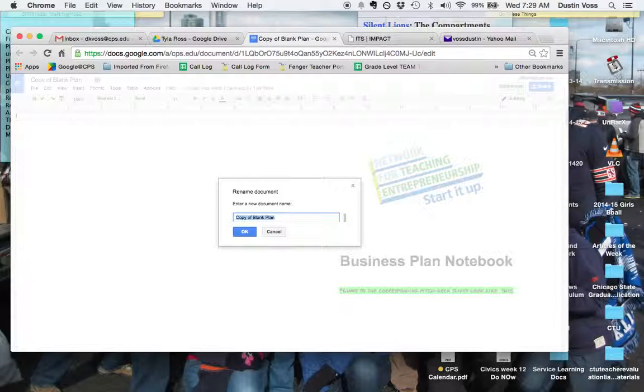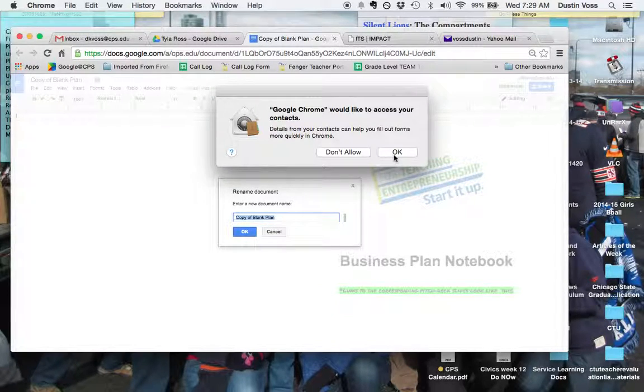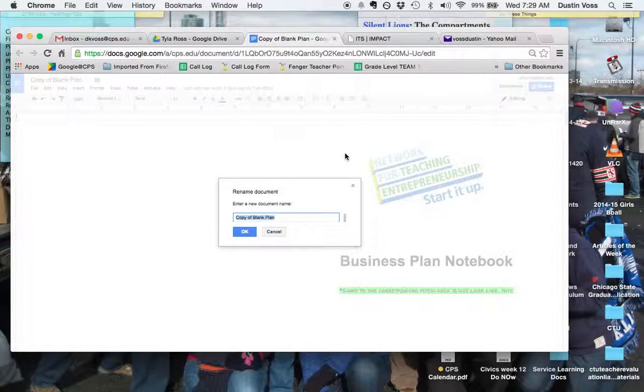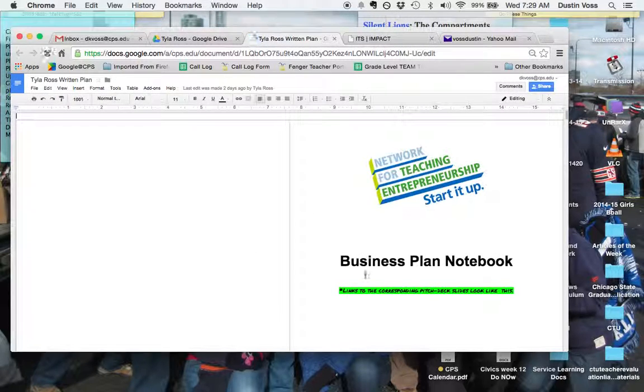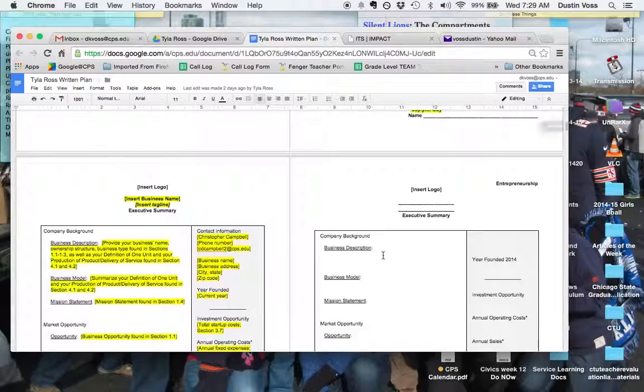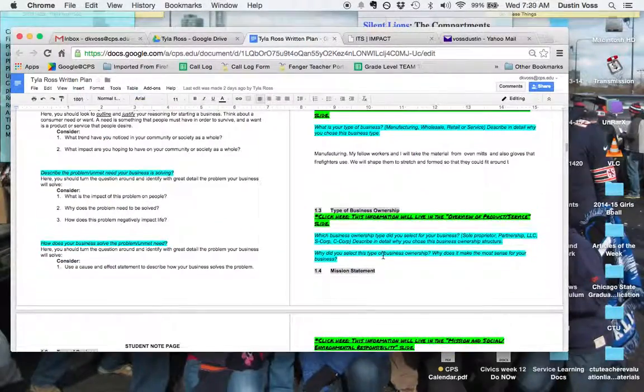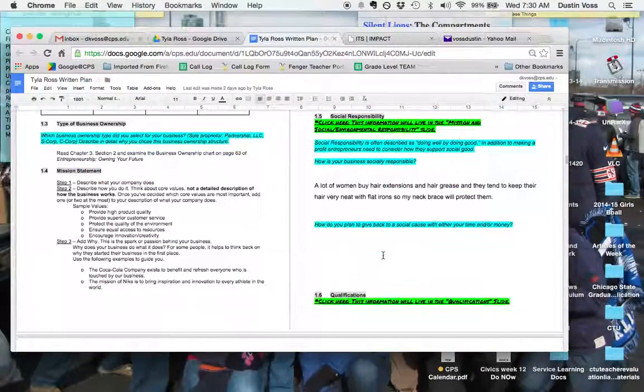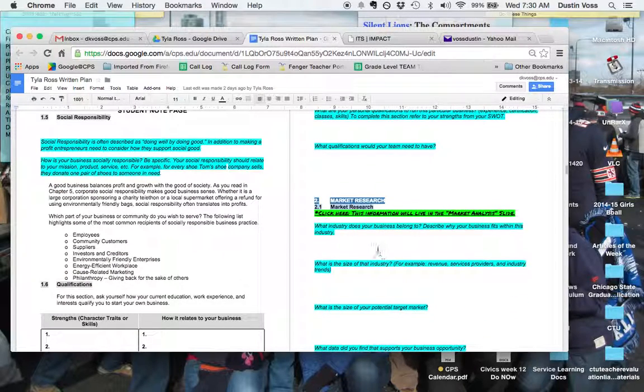Now I'm going to rename her document because it hasn't been renamed. And then I'm going to get down to... Oh, nice job, Tyler. You've been catching up. Nice. Then I'm going to get down to 2.1, and it's just like the sheet I gave out.